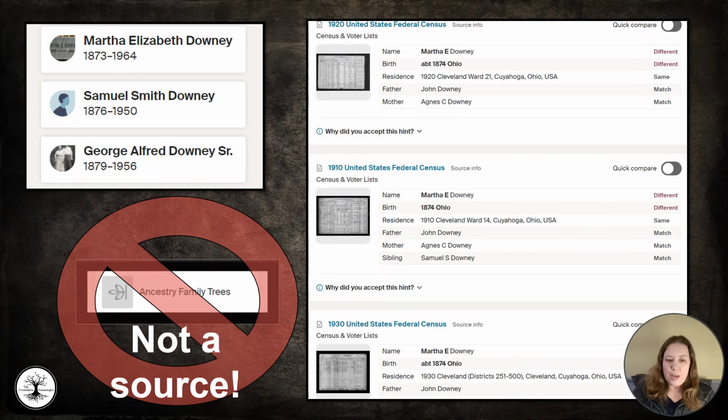In fact, if you have that Ancestry Family Trees source in your tree, I recommend you go back and verify everything on that person and then delete that. That is not a source.